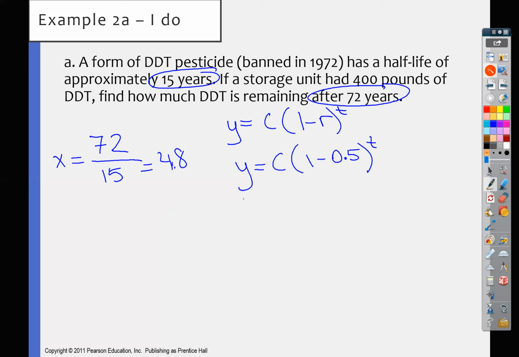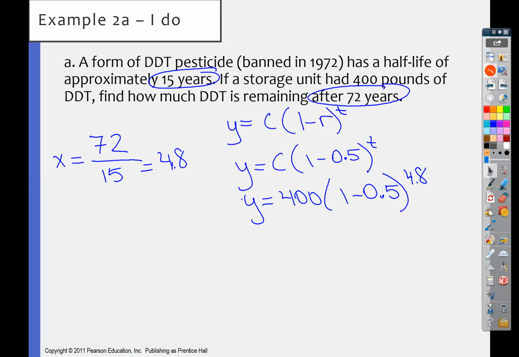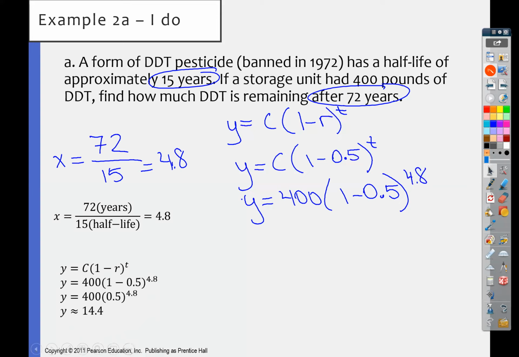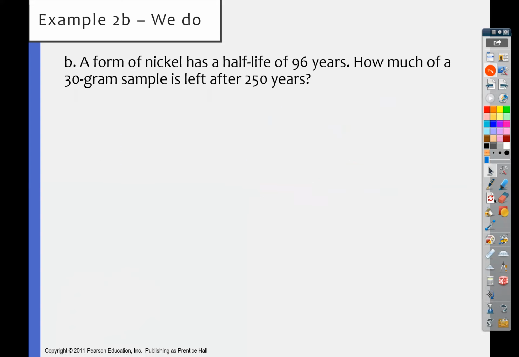So if they had 400 pounds to begin with, 400 times (1 minus 0.5) to the 4.8, the years divided by the half-life. If I put this into my calculator, I would get about 14.4. So in 72 years, 14.4 pounds of DDT remains. All right, the next one.